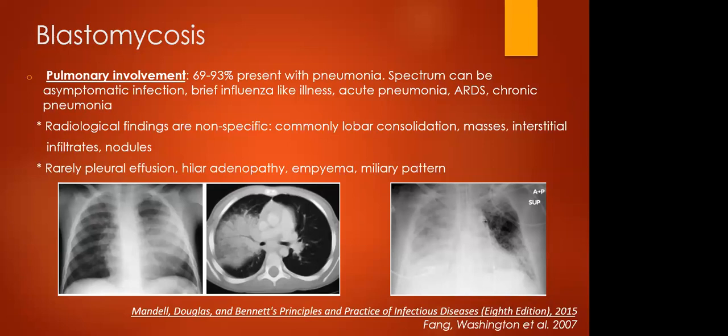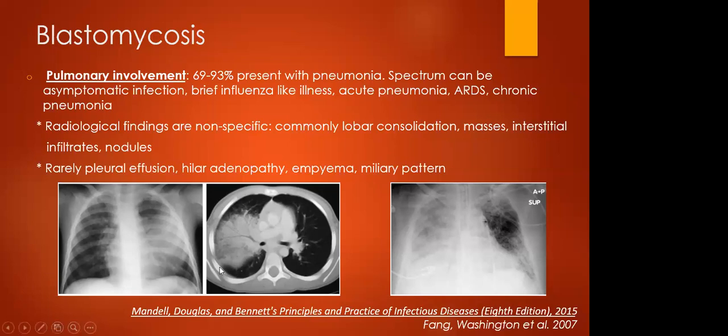So pulmonary involvement here is 69 to 93%, who present with pneumonia, and the spectrum really can be varied. So you can have asymptomatic infection to a brief influenza-like illness to acute pneumonia, ARDS, and then chronic pneumonia. And the radiological findings are really non-specific. So you can have lobar consolidation, masses, interstitial infiltrates, nodules, and I'll show you some of the images as we go through the slides.